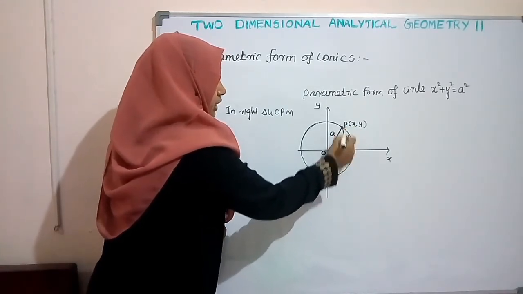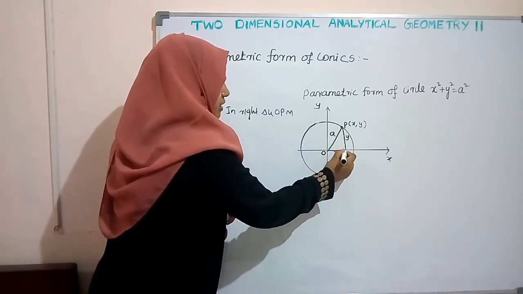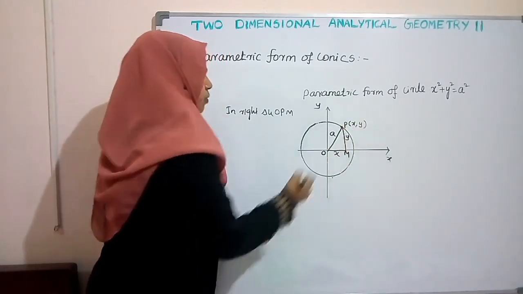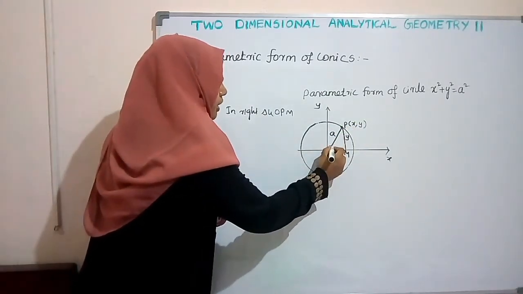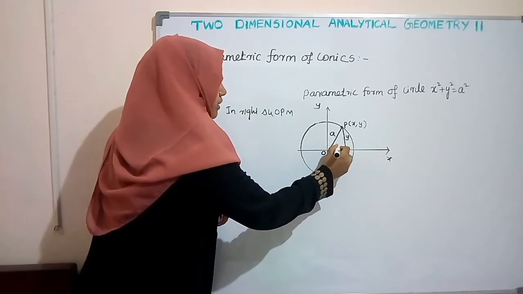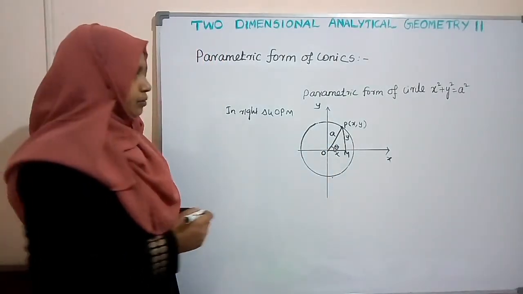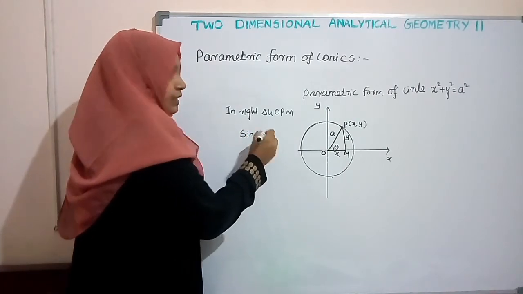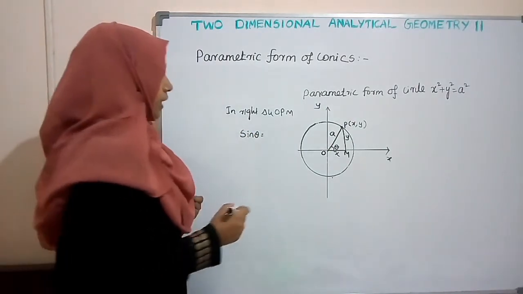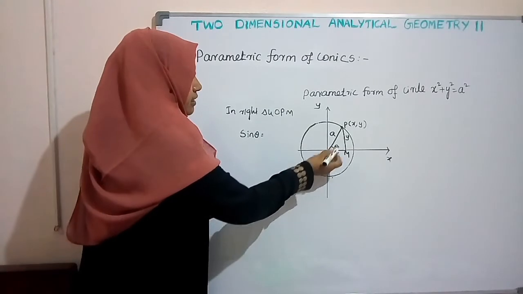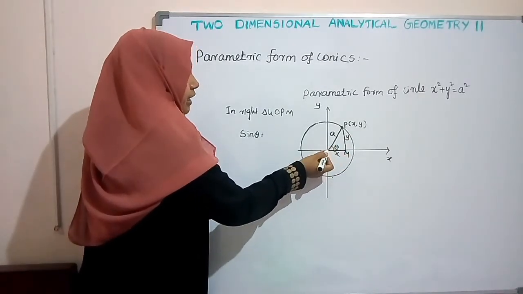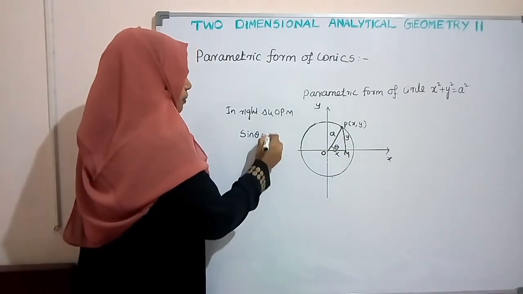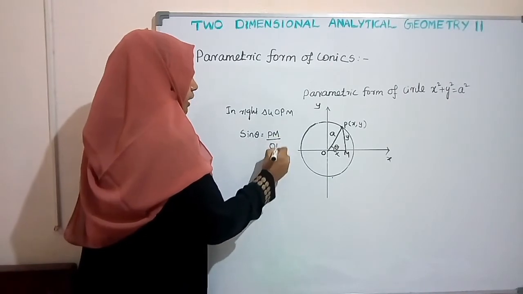And y is the vertical distance. This length is x and the vertical distance is y. And we can mark this angle as theta. Okay. Now in this right triangle, what is sine theta? Sine theta means it is opposite by hypotenuse. So the opposite side is nothing but PM and the hypotenuse is OP. So I am writing PM by OP.